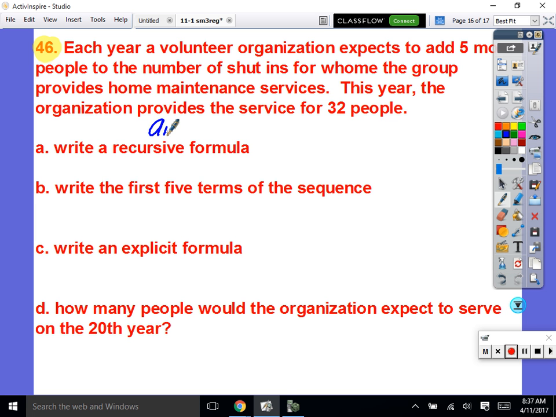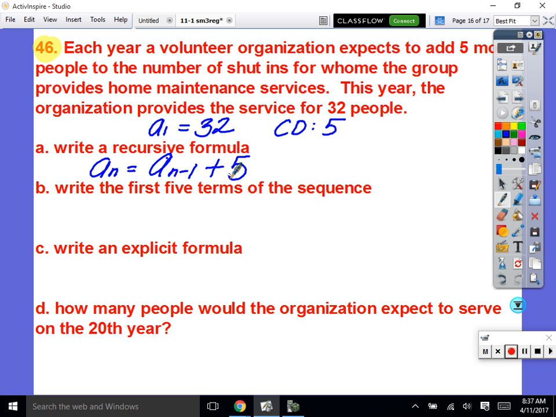So it says this year the organization is 32 people. So let's write that out. A sub 1, the first term, is 32. Now it says, write a recursive formula. So now it says each year, the volunteer organization expects to add 5 more. So our common difference will be 5, won't it? Okay, write a recursive formula. So that means using the previous term. So you would say a sub n, any term in the sequence, will be the previous term, which we write that as a sub n minus 1, you take the previous term, and then you add 5. This is the one that's just very straightforward. However, not the most usable, depending on what we're talking about.